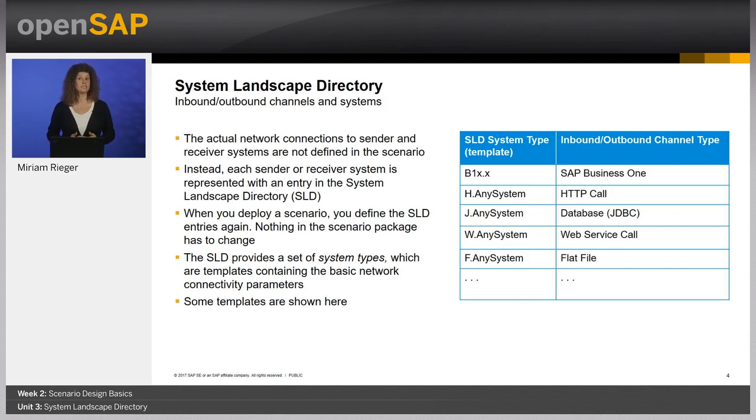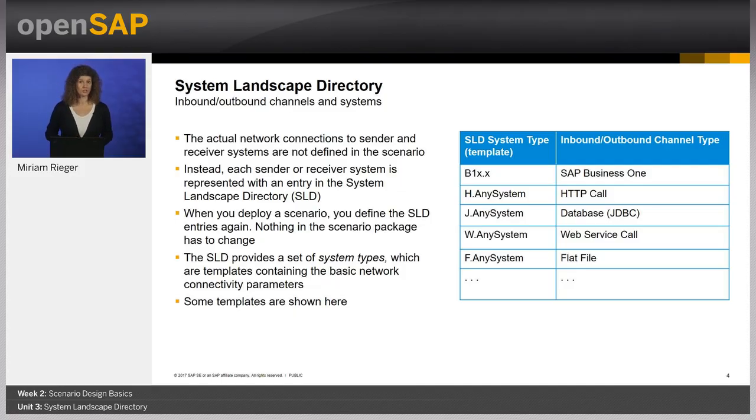The SLD provides a set of system types, which are templates pre-configured with the connectivity parameters for the inbound and outbound channel types used in scenarios. Select a system type as a base when you define a new system in the SLD. The B1 system type is used if the sender or receiver is an SAP Business One company database. There is a system type for each major SAP Business One release.